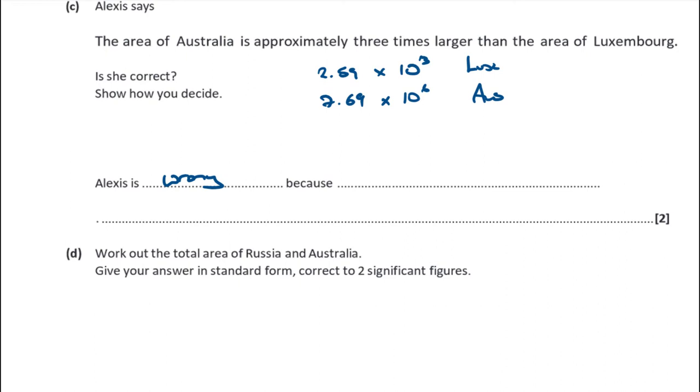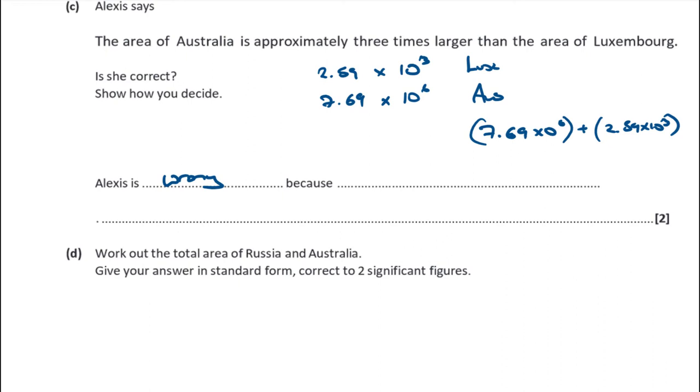And the way you can do that, you can just maybe divide one by the other, can't you? So if you type into your calculator 7.69 times 10 to the 6 divided by 2.59 times 10 to the 3, it will tell you how much bigger one is compared to the other one, won't it? Now, to do that on your calculator, you want to be using the times 10 to the x button down at the bottom here.